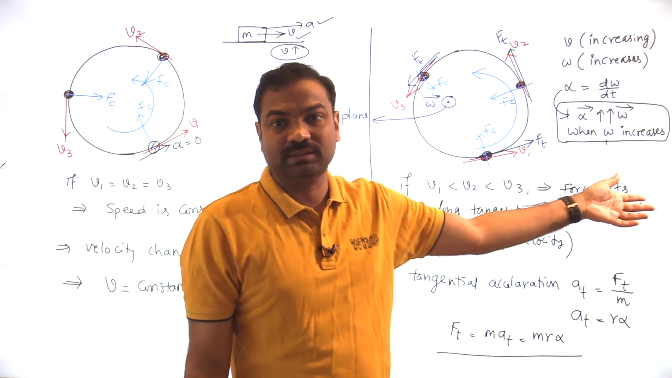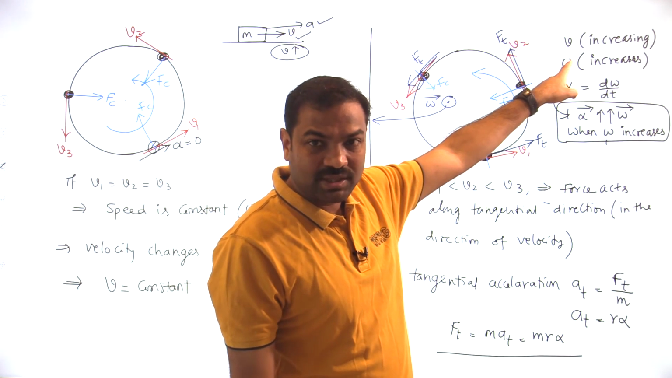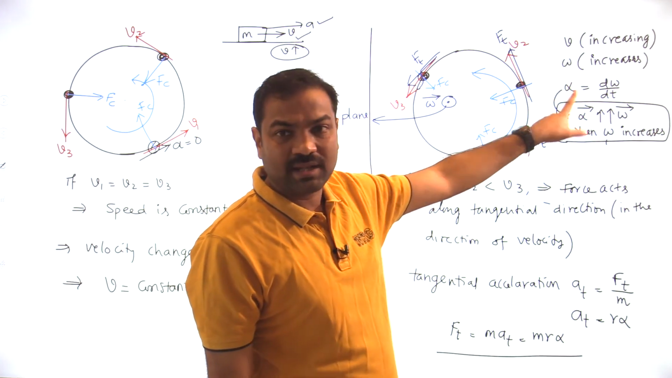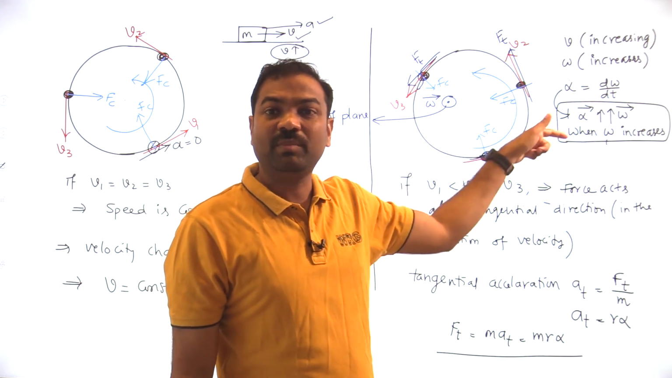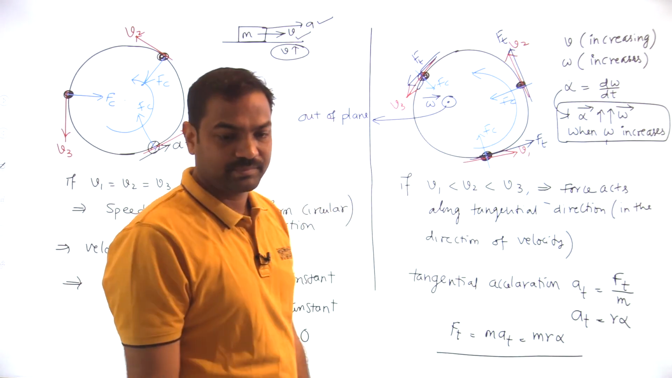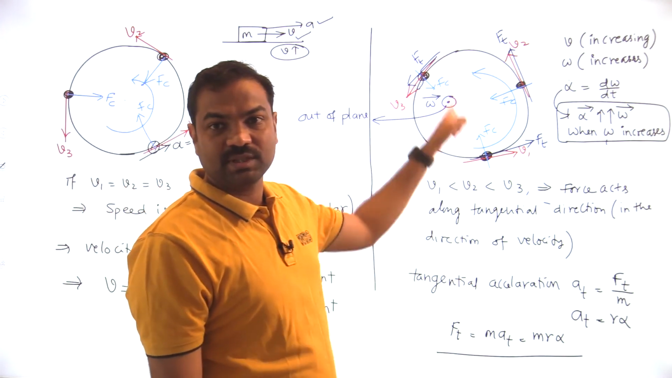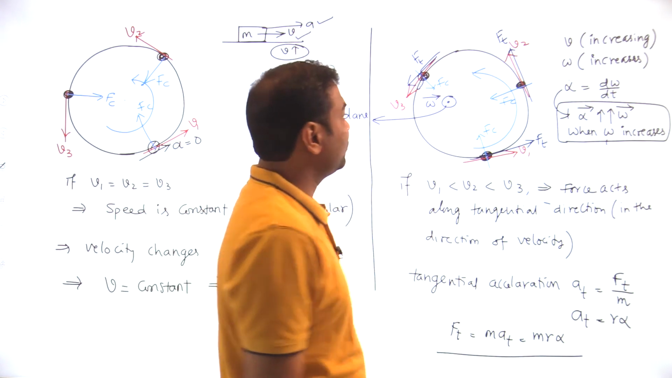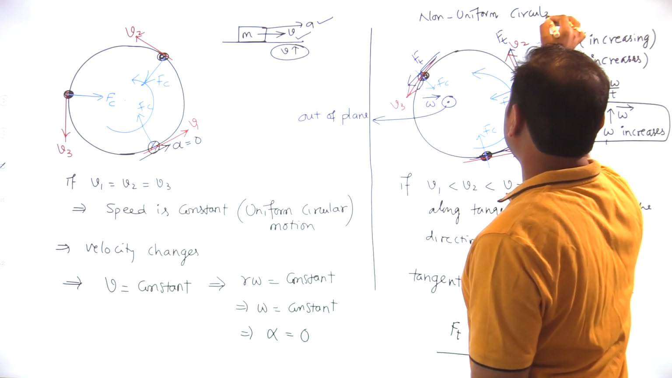But now in terms of angular, not linear: angular velocity or angular speed is omega and angular acceleration is alpha. If they are in the same direction, the omega value increases. If they are opposite, the omega value decreases. Clear? So here speed is increasing or speed is decreasing. Both of these are called non-uniform circular motion.